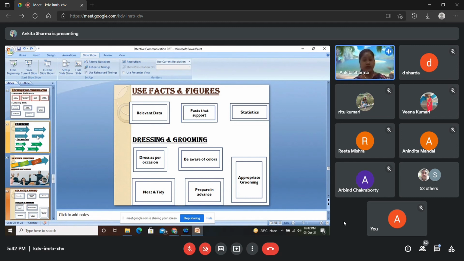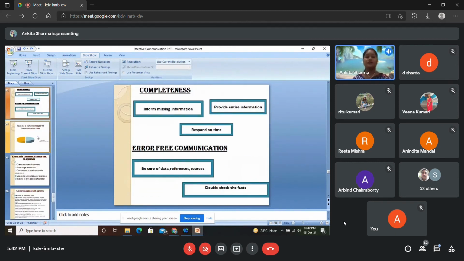You have to be aware of the colors. If you're wearing a fluorescent color in the morning, do you think it will give the right impact to the children? No, it will not. And why dressing and grooming matters most with teachers is because this must have happened with you, I think, that you're wearing a sari and all the students would come to you and say, teacher, you're looking very pretty today, right? So this is very essential in the communication process. The two that are left are completeness and error-free communication.